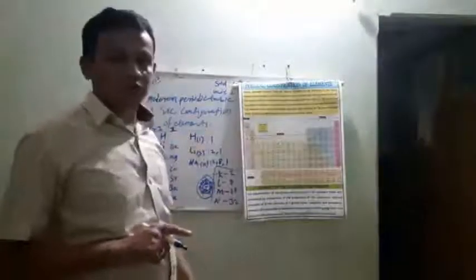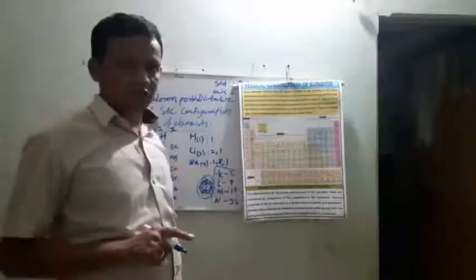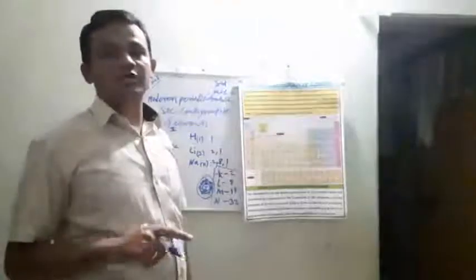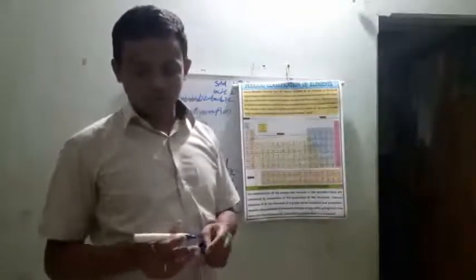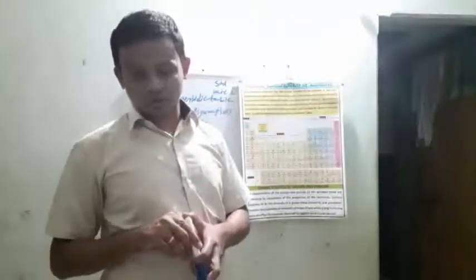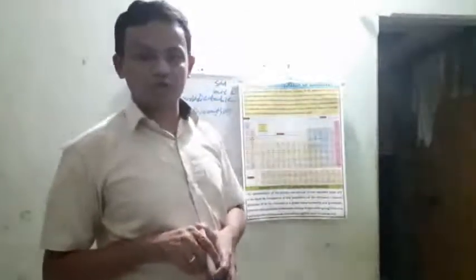Number is given 1. So in group first, all elements contain 1 electron in their outermost shell, which is also known as a valence electron. So there is one valence electron in all the elements of group first.